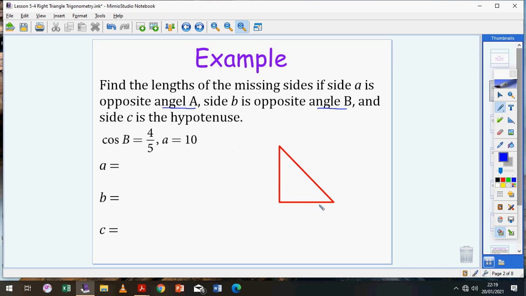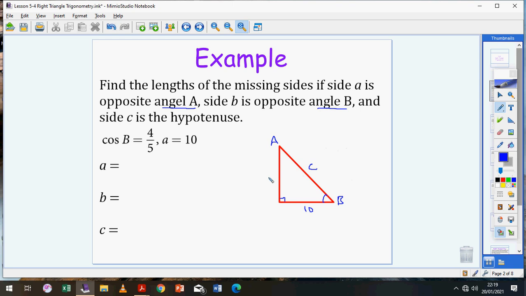So cos B is 4/5, A is 10, and C is the hypotenuse. This is C. If I call this my A, then this side is 10, and if I call this B, then the cosine of B is 4/5. They want me to find the sides A, B, and C.